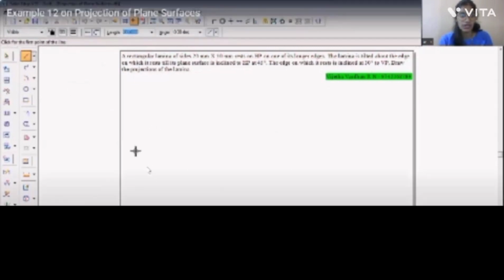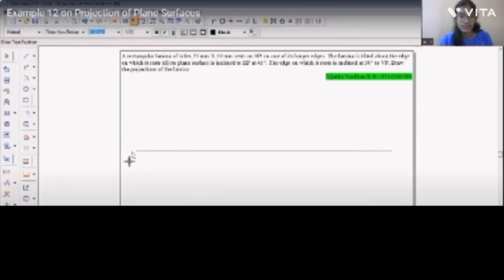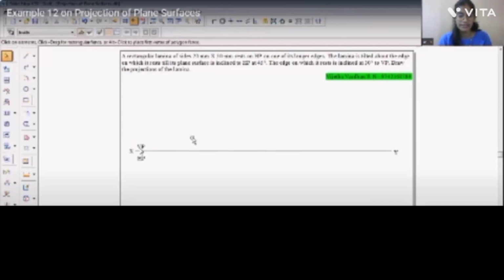Now let us draw an XY line. XY line must be a thin line, and let us name it as X and Y. Since it is the projection of planes, the projection will be held in first angle projection and hence VP goes above the XY line and HP comes below the XY line.